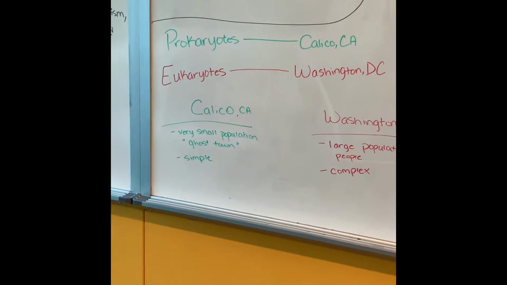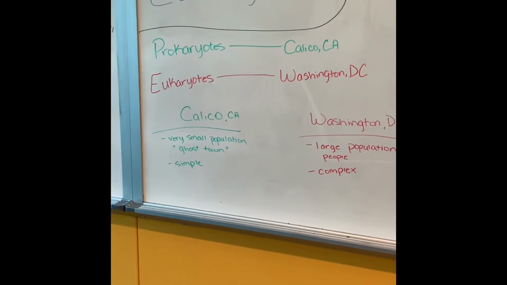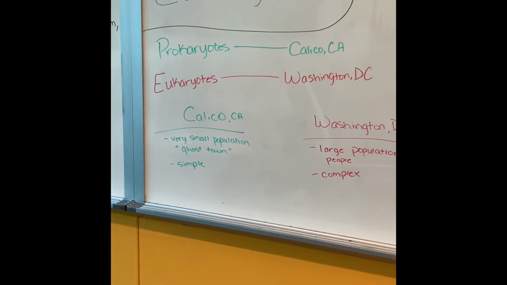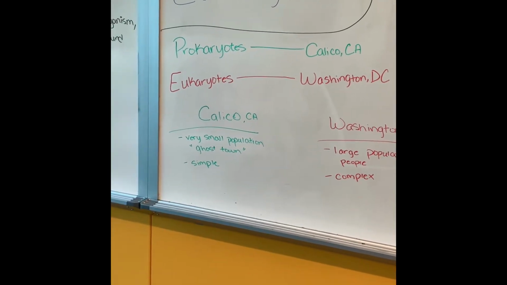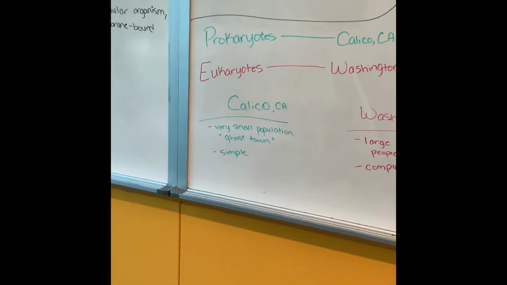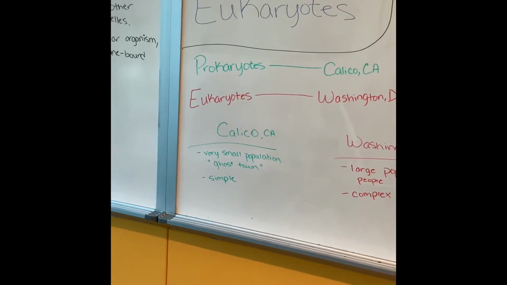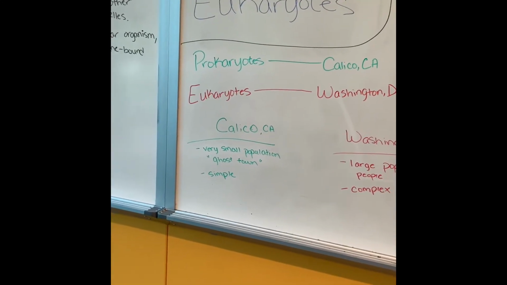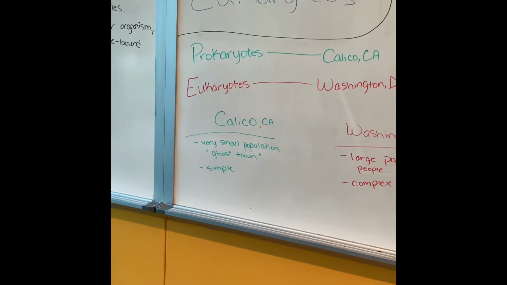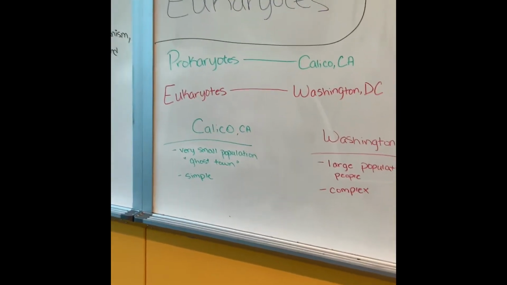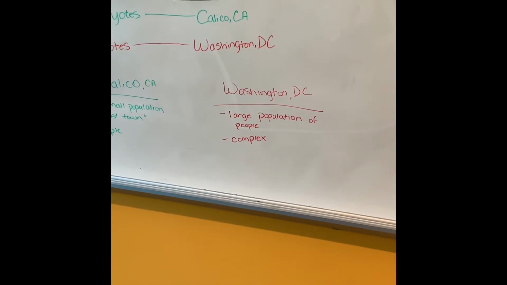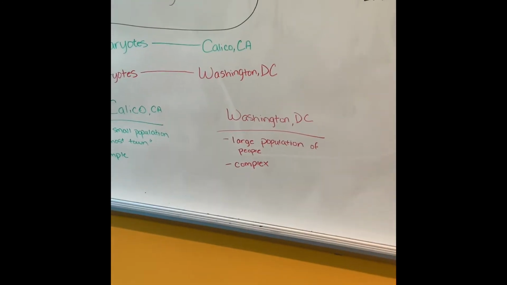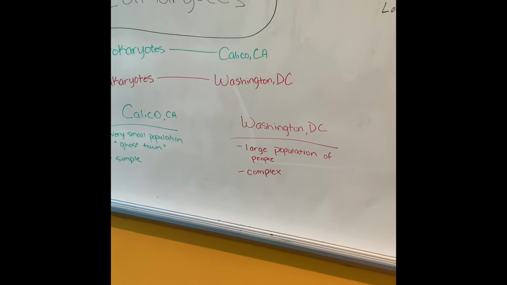And the reason why we are comparing prokaryotes to a ghost town such as Calico is because prokaryotes are considered simple. They don't have much going on within, and you would also consider ghost towns as being the same way. They are very simple, they are very small, and they have a very small population. Unlike big cities such as Washington, D.C., which is very complex, is very busy, and which has a large population of people living within it.